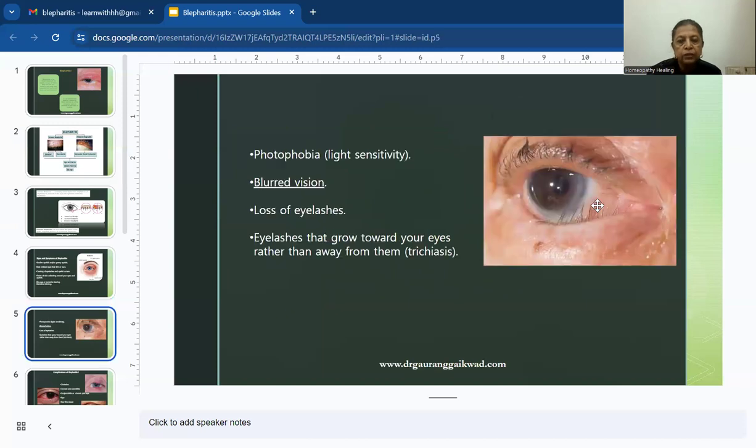And if you don't treat the blepharitis, what happens? Naturally, the lid margin is very near to the conjunctiva and the cornea. So there may be conjunctivitis. If the cornea is involved, there may be photophobia and blurring of vision, because the tear film is also having a problem, and because of that there's dryness. And the eyelashes may go inwards and lead to foreign body sensation and irritation. All this happens, especially in ulcerative blepharitis.